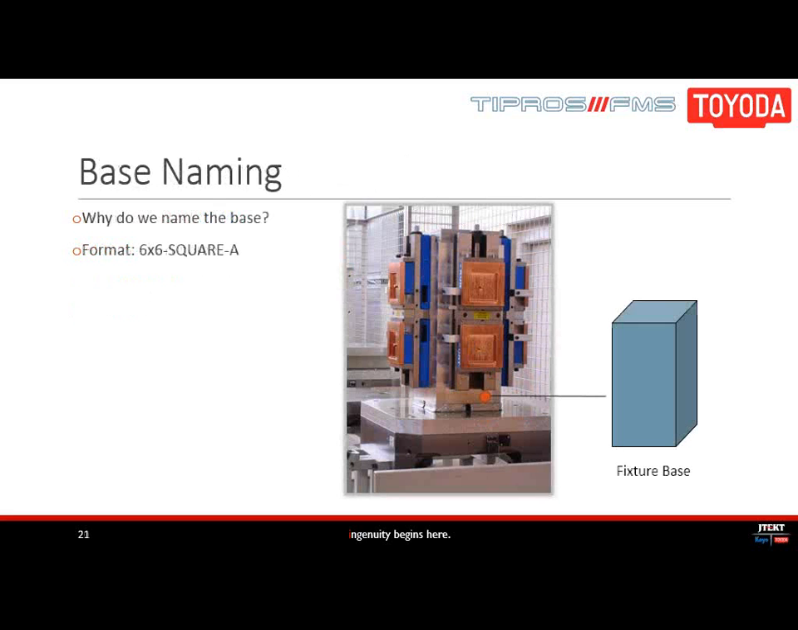Now the base is what your fixtures are mounted to, commonly called tombstones. Naming the base is similar to naming a fixture, and each base should have its own unique name, such as what we have here as 6x6 square A. This tells me that I have a 6x6 square base, which is the first of its kind in a system. Again, 6x6 square B would be the second. Naming the base as such allows you to put different bases on the same pallets.